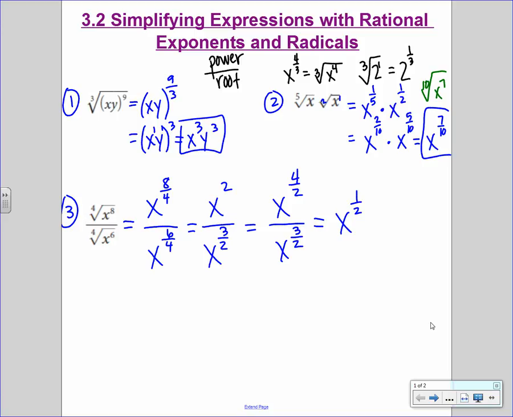Well, but it's not x divided by x. It's x squared divided by x to the 3/2. So you've got to subtract the exponents. So what's the same as x to the 1/2? Written as a radical, we could do this or square root of x. Yep.